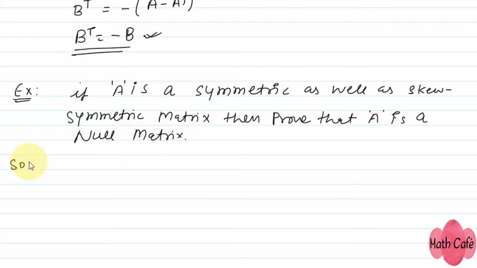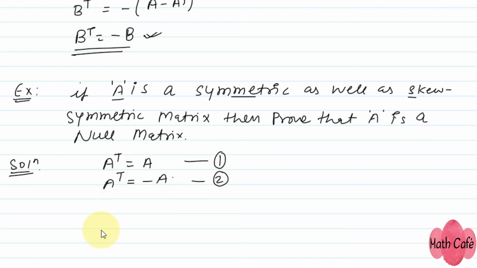Alright, so let's proceed with the solution. It is given in the question that A is a symmetric matrix. If a matrix is a symmetric matrix, then A transpose will be equal to A. Also, we have been given that A is a skew symmetric matrix. So if a matrix A is skew symmetric, that means A transpose will be equal to minus A. Let's say this is equation number 1 and this is equation number 2.